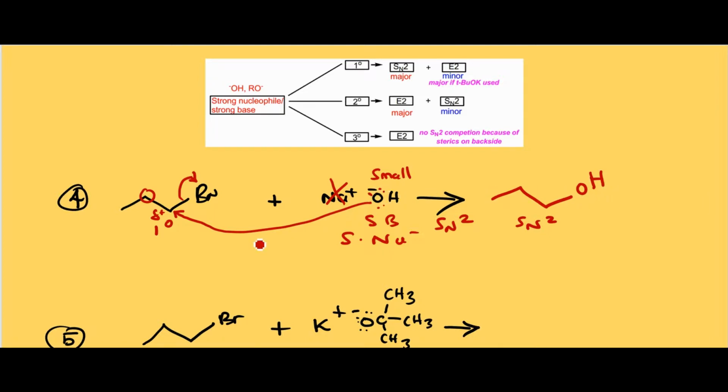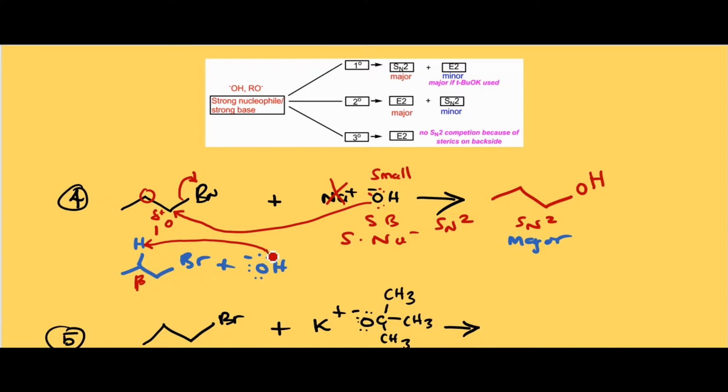Now let's show the E2 minor, how it's gonna be formed. So I'm going to draw it in blue down here to explain how the minor is formed. So if the OH does not act as a nucleophile like we've done up there to do Sn2 to give the major, then it plays a role of a base. So if it plays the role of a base, then you have to steal a hydrogen from a beta carbon, which is a carbon bonded to the carbon bearing the halogen. Let me just say beta carbon is the neighboring carbon to the carbon bearing the halogen.